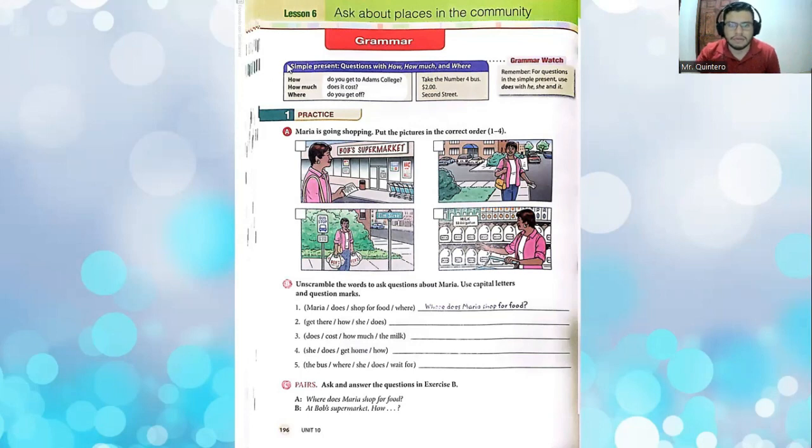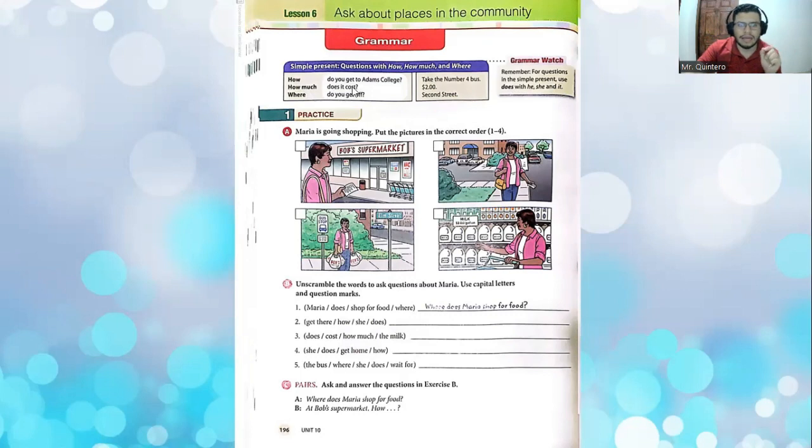How much? I'm repeating you. By the money. Where is that located? At the park, at the church, at the supermarket, etc. That is the place. Where? Remember, for questions in the present simple, you're going to use does with he, she, and it. Acuérdense que utilizamos el auxiliar does cuando estamos hablando de él, de ella o de esto.